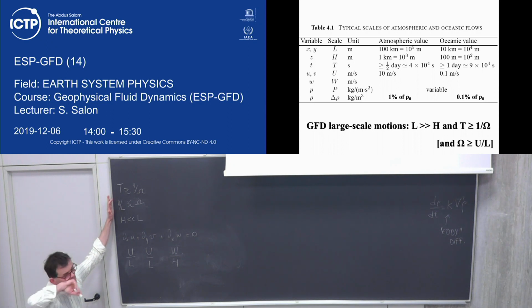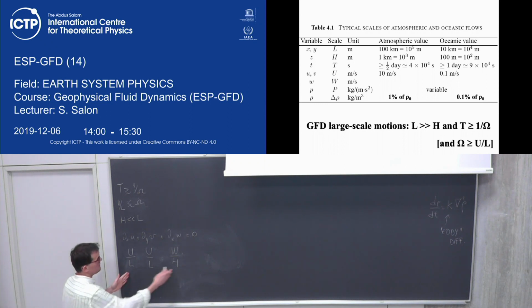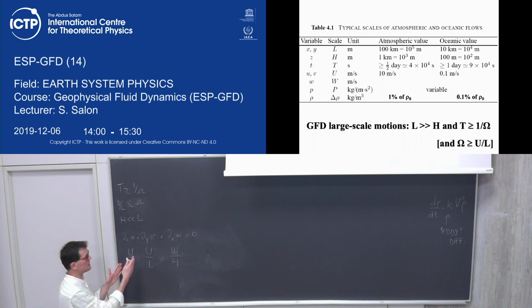We will arrive to this, but this is something that we can think about, and also you can experimentally measure it, because if you look at the velocity of the wind, of course it is much larger in the horizontal than in the vertical, apart from very localized systems like hurricanes, where you can have very strong vertical velocity. So the idea is that these three terms must balance, because I must have a balance in order to have zero.